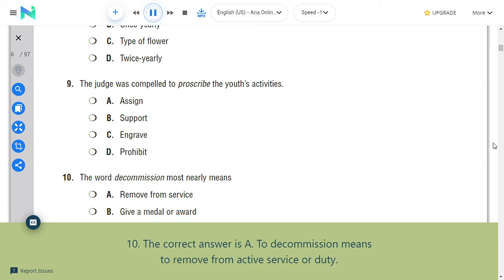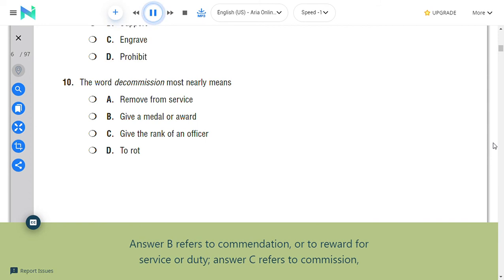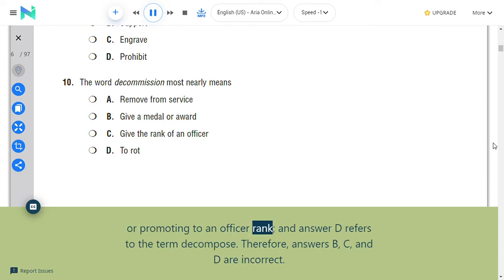10. The correct answer is A. To decommission means to remove from active service or duty. Answer B refers to commendation, or to reward for service or duty. Answer C refers to commission, or promoting to an officer rank. And answer D refers to the term decompose. Therefore, answers B, C, and D are incorrect.